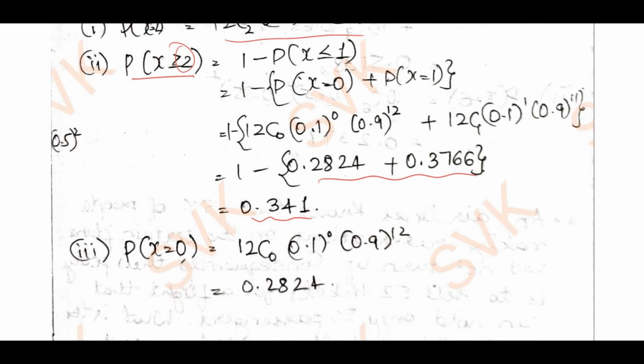Finally, for none of them, the probability of x equal to 0, put x equal to 0 directly. 12C0, 0.1 power 0, 0.9 power 12 minus 0 is 12. Simplifying that, we get the answer as 0.2824. See how easy it is to solve these kinds of problems.